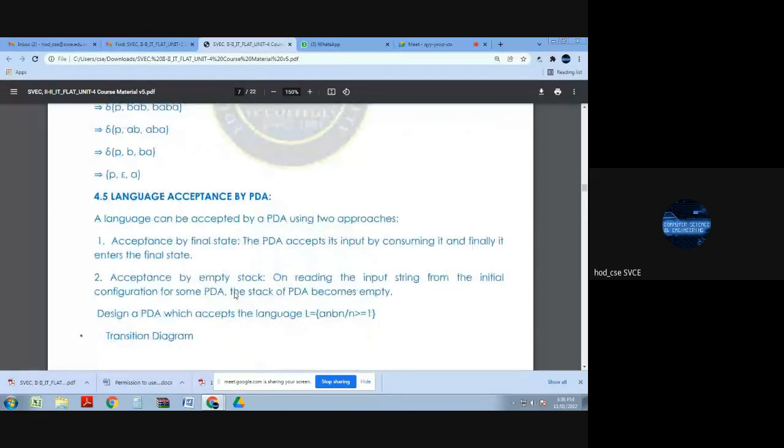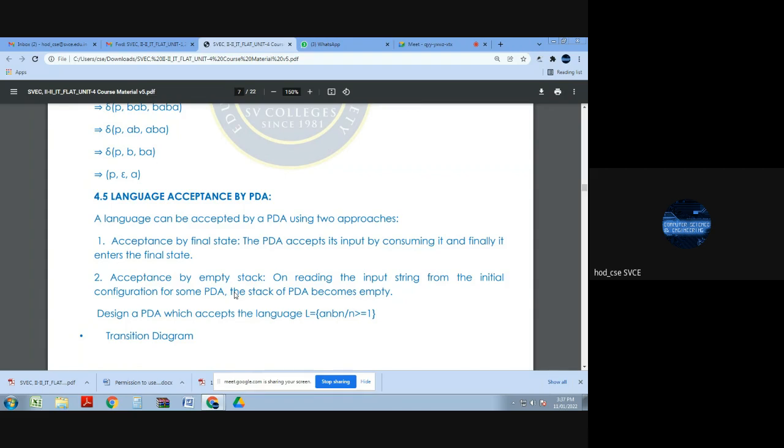Then, language acceptance by PDA. Generally in FA, whenever we reach the final state, we say that the given string is accepted by the finite automata. That is the only way we check. But in pushdown automata, we have two ways. By using any one way, we can give the acceptance of a string by the pushdown automata.